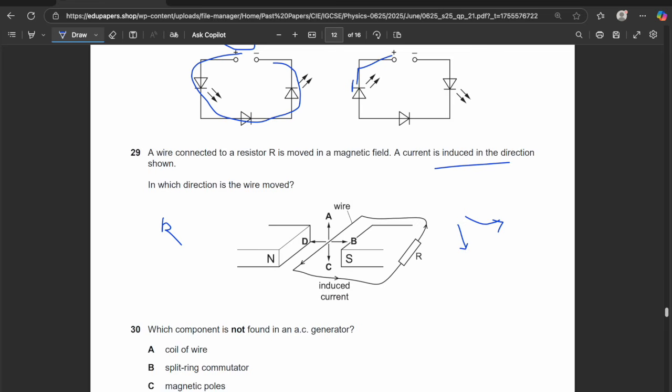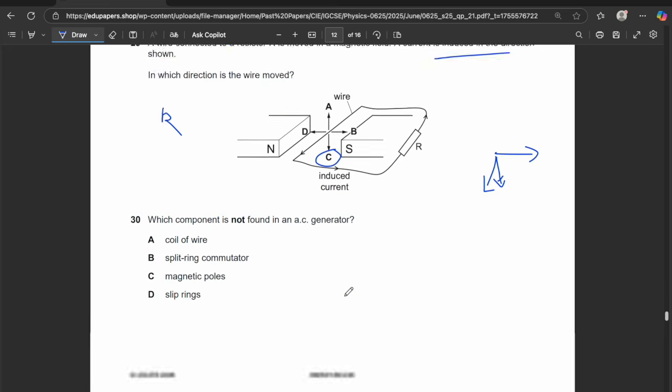So the thumb, you will find it pointing downwards. So let me draw this properly. Your finger will be from left to right, and then your induced current will be like this, and you will find that you're using your right hand, right? The thumb will be pointing downwards, so it will be C.